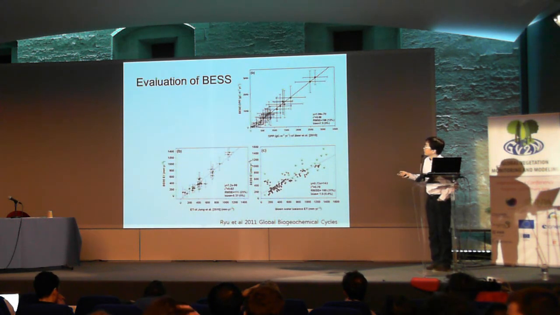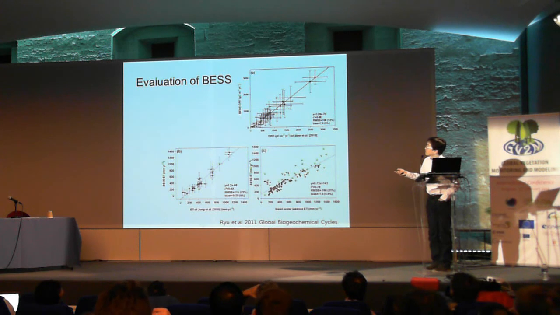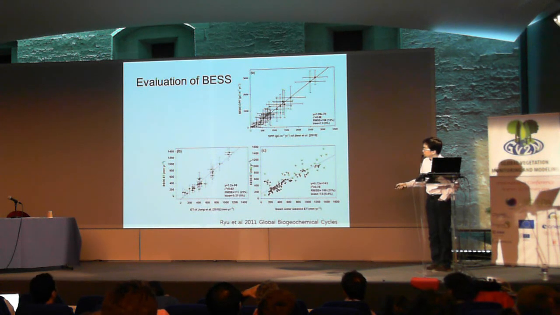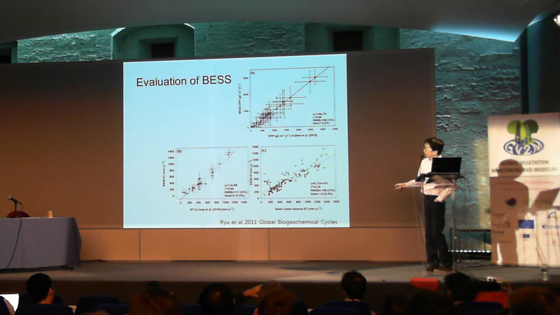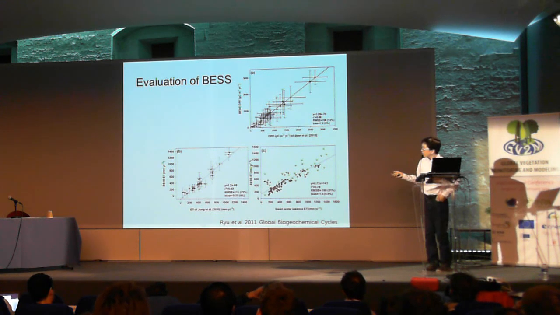The model shows fairly good agreement. Here the x-axis is GPP from Christian Beer's 2010 Science paper, and this is my model, and it was fairly good. The x-axis here is ET from Martin Jung's Nature paper in 2010, and the y-axis is my model. And yeah, not that bad. And here the x-axis is basin water balance ET, and the y-axis is my model.